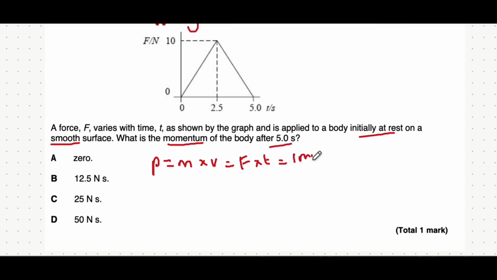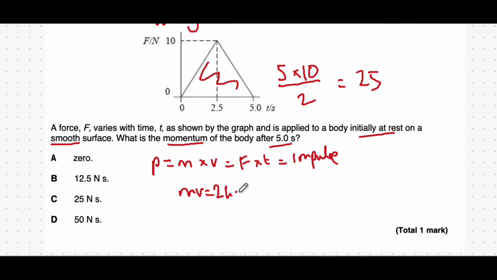How can we find the impulse after 5 seconds from this graph? Well, like I mentioned, the multiplication of the axes is what gives the impulse. So that's like the area under the graph, which is basically the area of this triangle. That's the base of 5 multiplied by the height of 10, all divided by 2, which is 25. That means that there's 25 newton seconds of impulse, and there's 25 kilogram meters per second of momentum. So mass times velocity is equal to 25. That's all it asks for. So it's option C. Perfect.